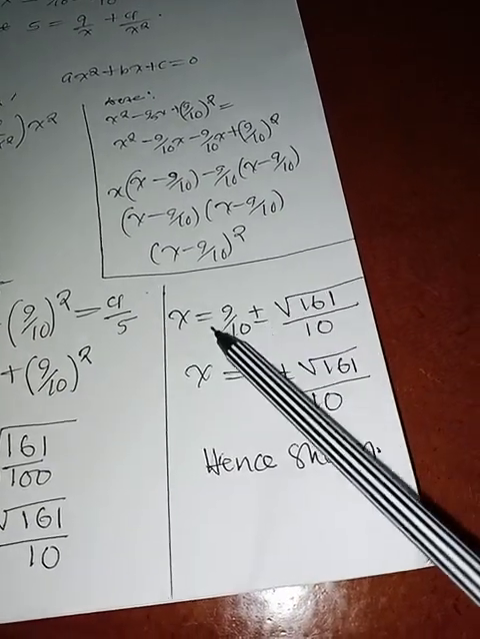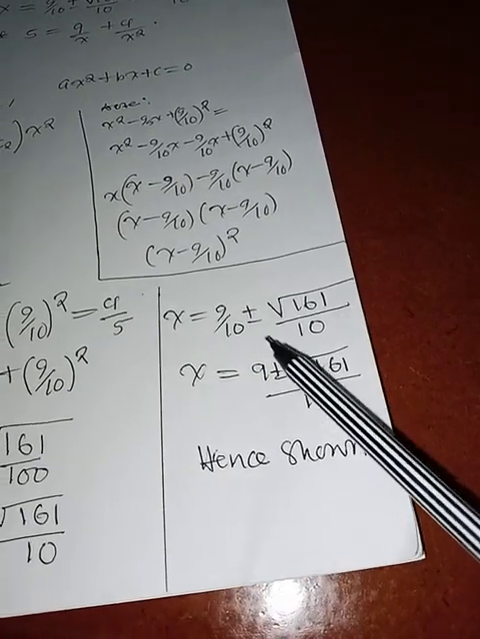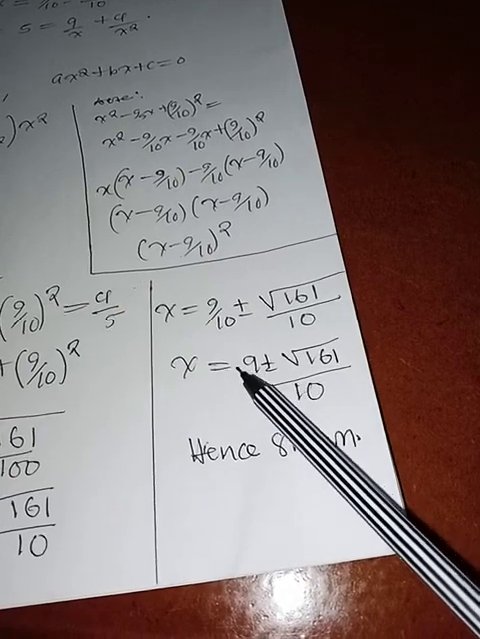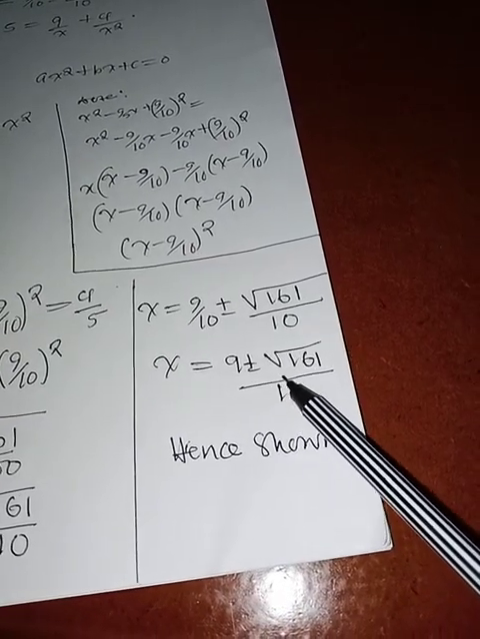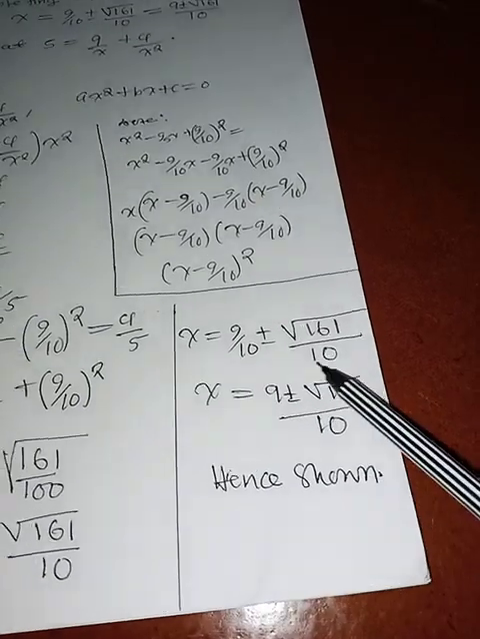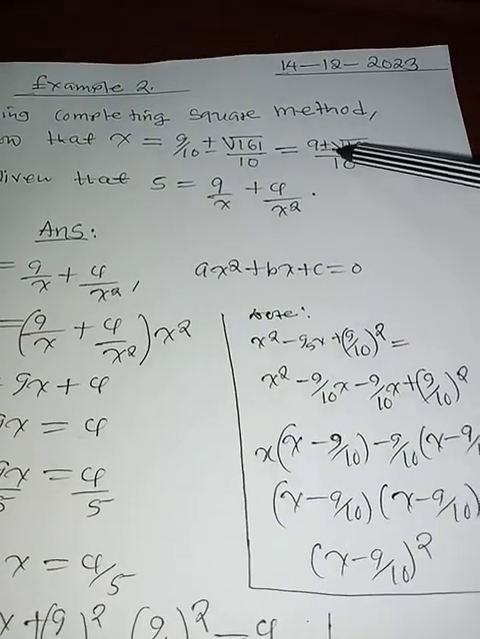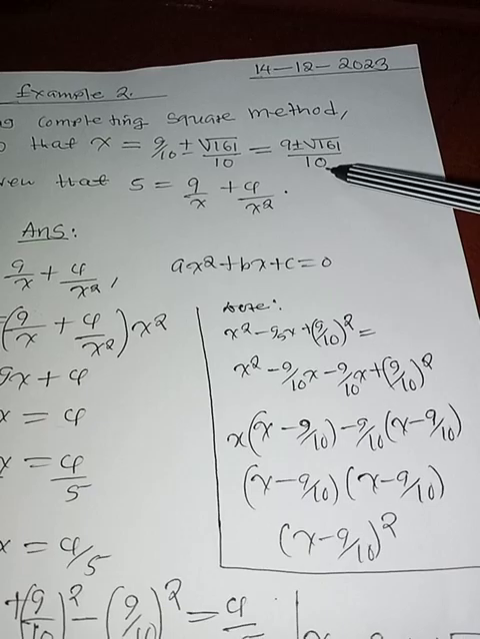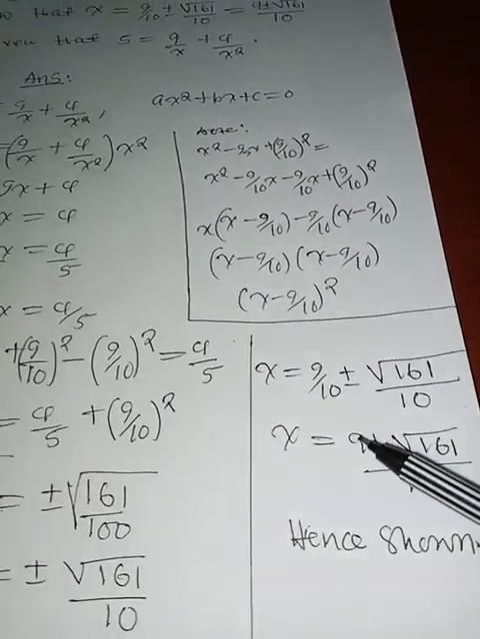Then from there we express this one as a single fraction. You see that the common denominator is the same, so we just basically have 9 plus or minus the square root of 161 over 10. And then you notice that this is actually what we are looking for, 9 plus or minus the square root of 161 over 10. Hence the proof.